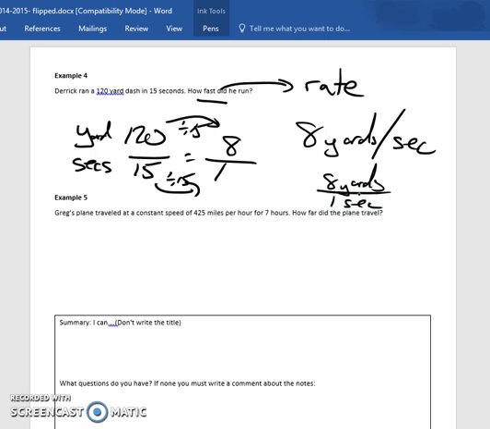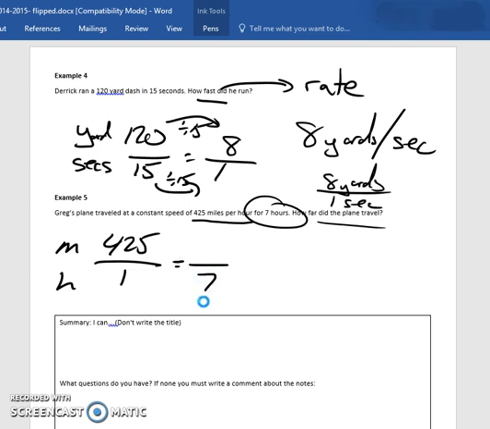All right, let's look at the last one. We got Greg's plane traveled at a constant rate, speed of 425 miles per hour for 7 hours. How far did the plane travel? So, okay, 425 miles per hour, per meaning 1. And then it went for 7 hours. So there's your 7.